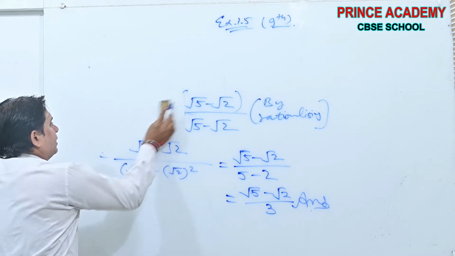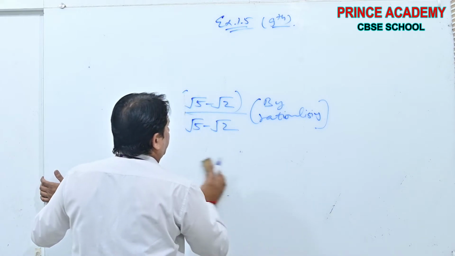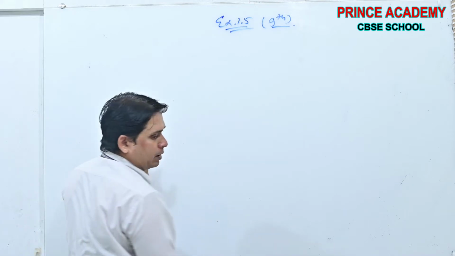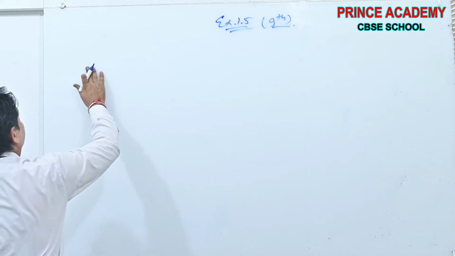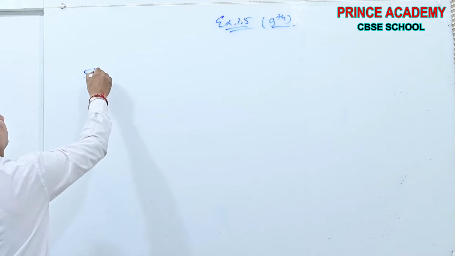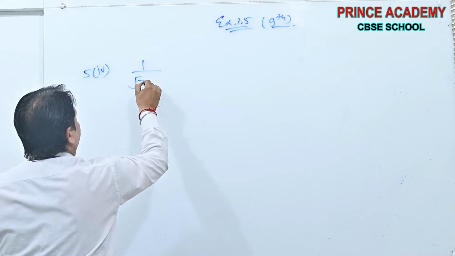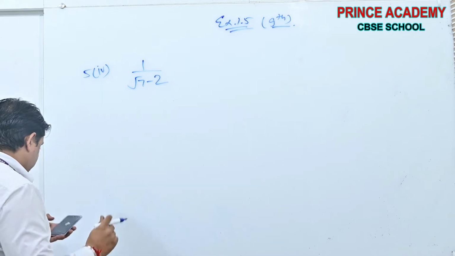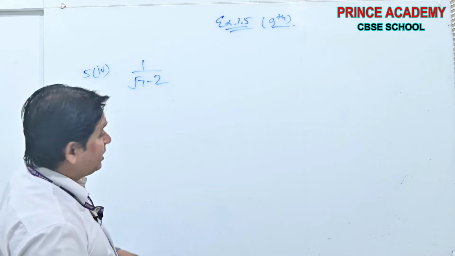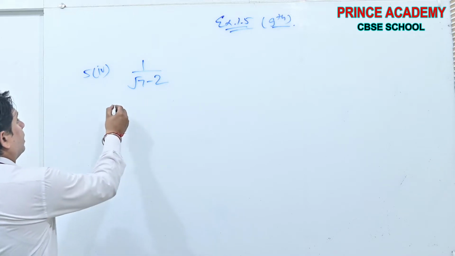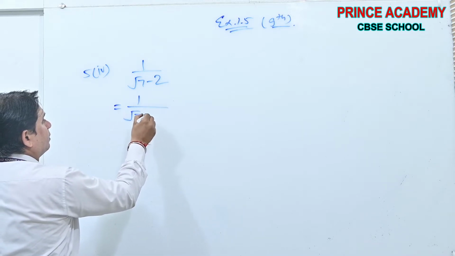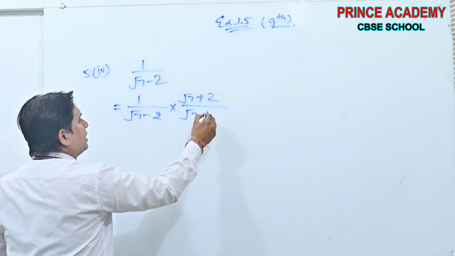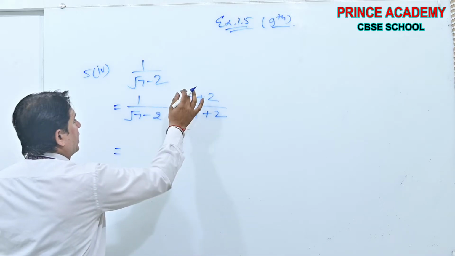Now last part. See beta. Last part, now you have to understand. See, 1 by root 7 minus 2, or 3 is here. Oh yeah, I missed the first. It's okay. Now see, again we will rationalize. Root 7 plus 2, root 7 plus 2. 1 into this will be the same.